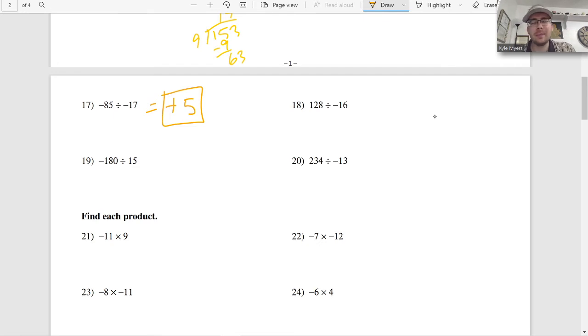85 is not that much bigger than 17 as far as multiplying by numbers. And I need to multiply 7 by something so that it ends in 5. And if I multiply something by 5, it's going to end in either 5 or 0.